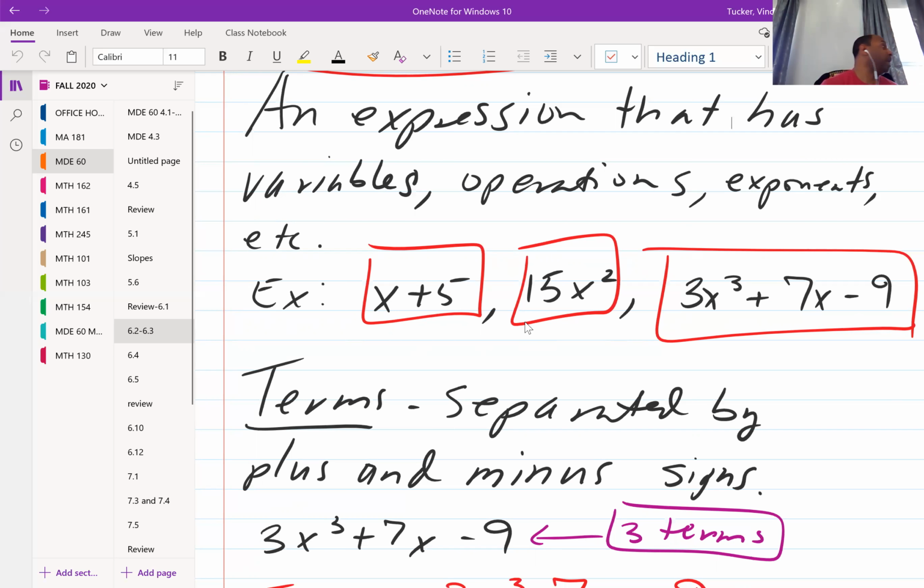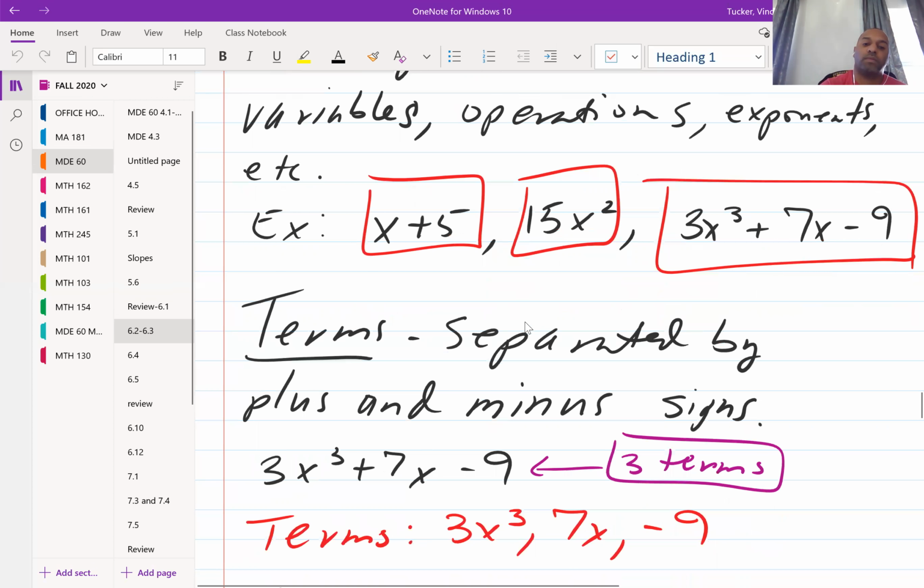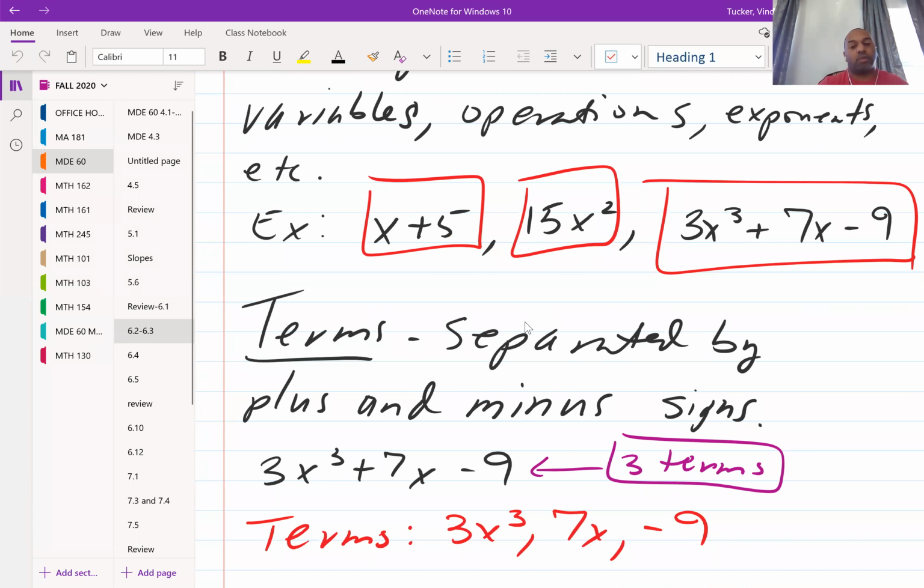In a polynomial, we'll have terms. They're separated by the plus and minus signs. So when I look at 3x cubed plus 7x minus 9, we have three terms.